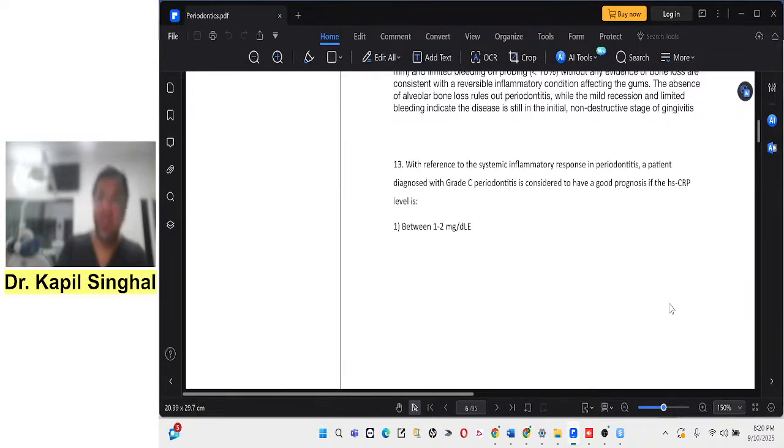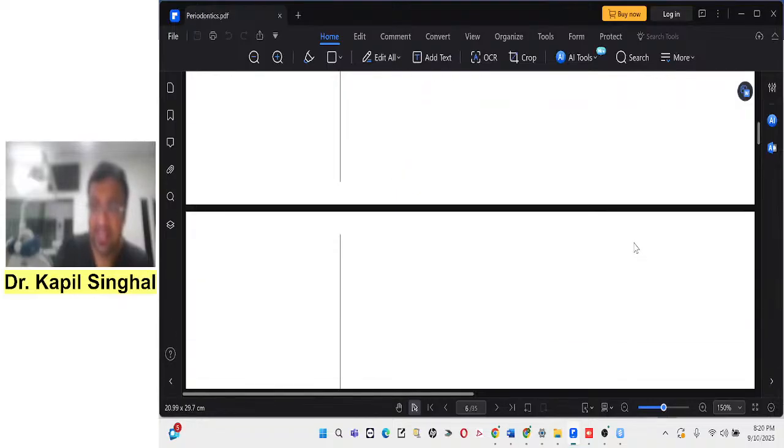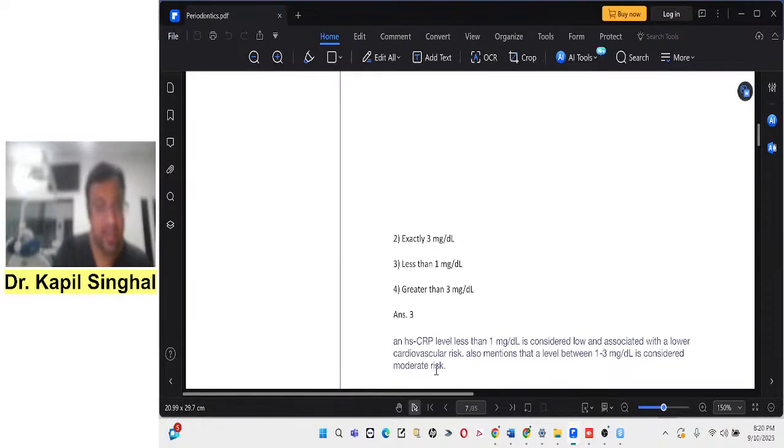So please remember, when the value of this C-reactive protein is less than 1 milligram per deciliter, then it is considered good. Above 1, between 1 to 3 is considered moderate. Less than 1 is considered low and it is good prognosis. So the answer here would be less than 1 milligram per dL. Okay, that is considered low and a good prognosis in patients with periodontal diseases.